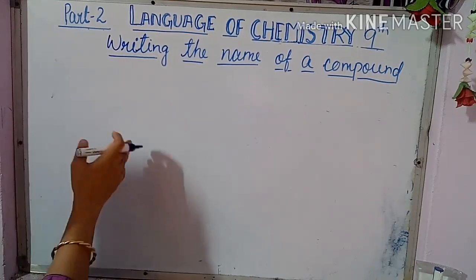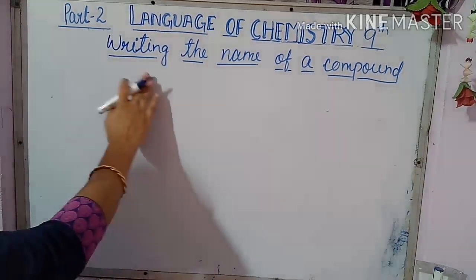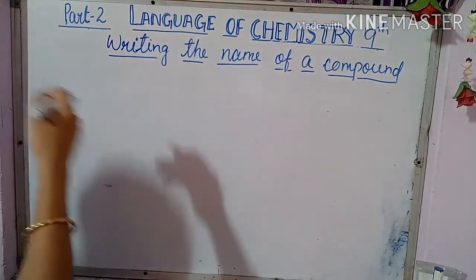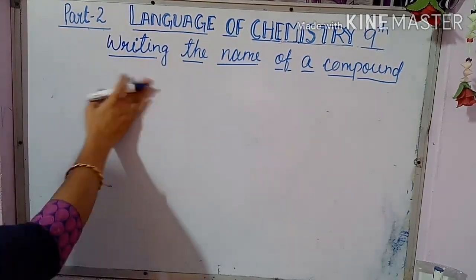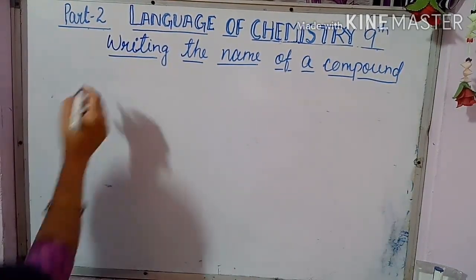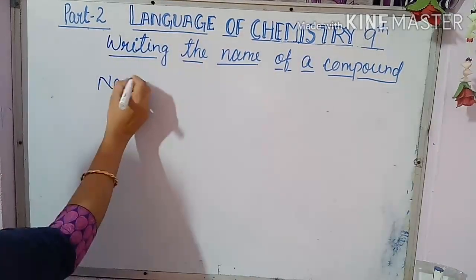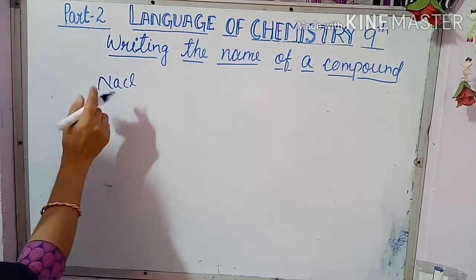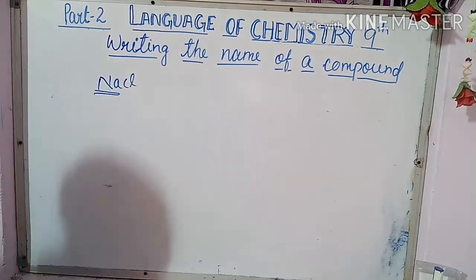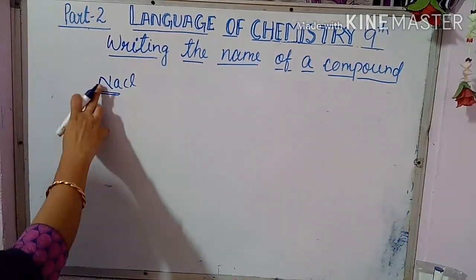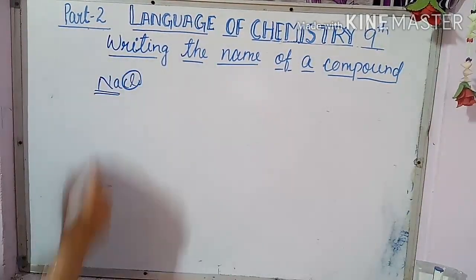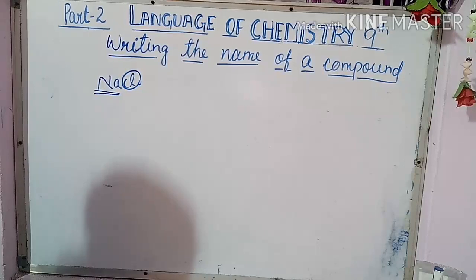Now children, let's learn the procedure for writing the name of a compound. How will you know the compound's name? Suppose I give you NaCl. So how will you know the name of that compound? You know that this is a metal, sodium, an electropositive element, you can write that, sodium. But what about the chlorine? Sodium chlorine you cannot say.